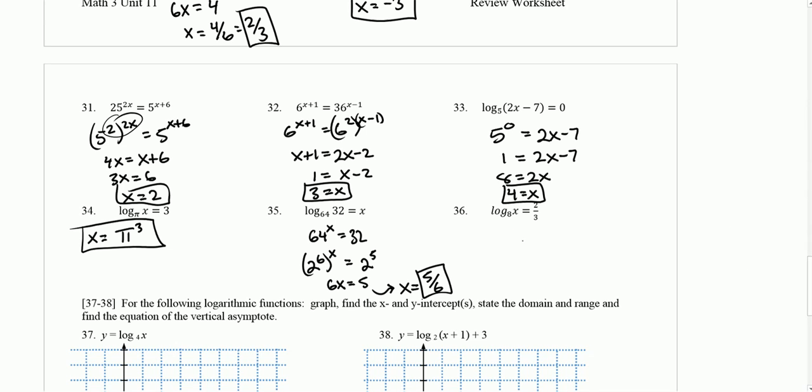36, 8 to the 2/3 power is equal to x. And 8 to the 2/3 means the cube root of 8 squared. The cube root of 8 is 2, and 2 squared is 4, so x is 4.